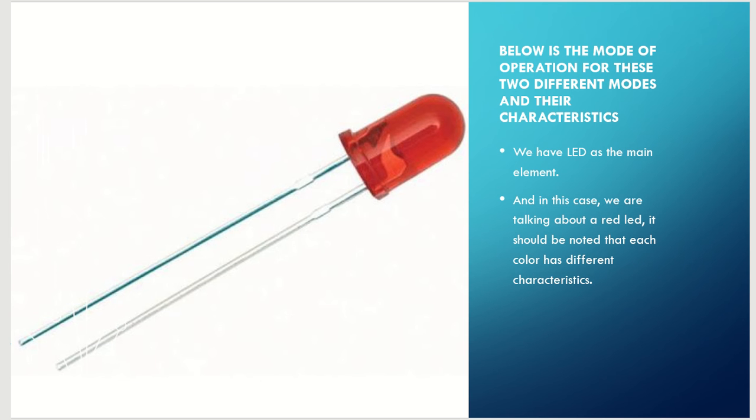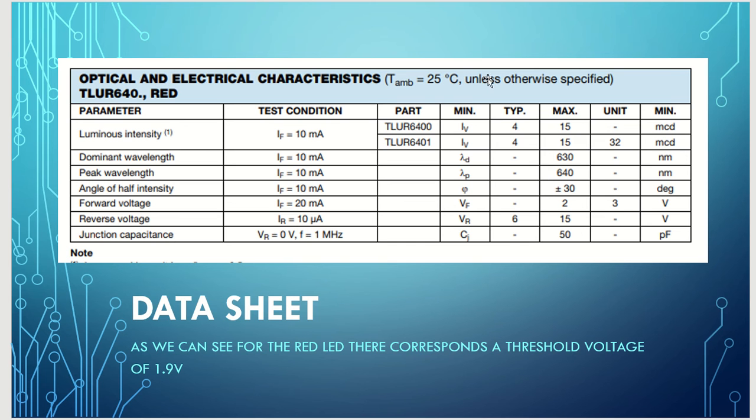Now we are going to use our red LED. So we are going to find the data sheet for this LED. Here we have the LED. The forward voltage, which is the one that we are going to look at, is 2 volts, and the current is 20 milliamps. Okay, 20 milliamps and 2 volts.